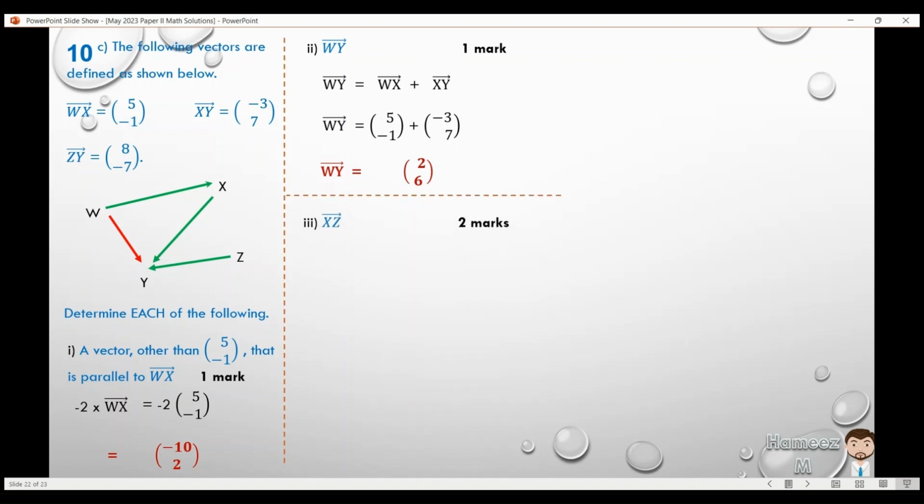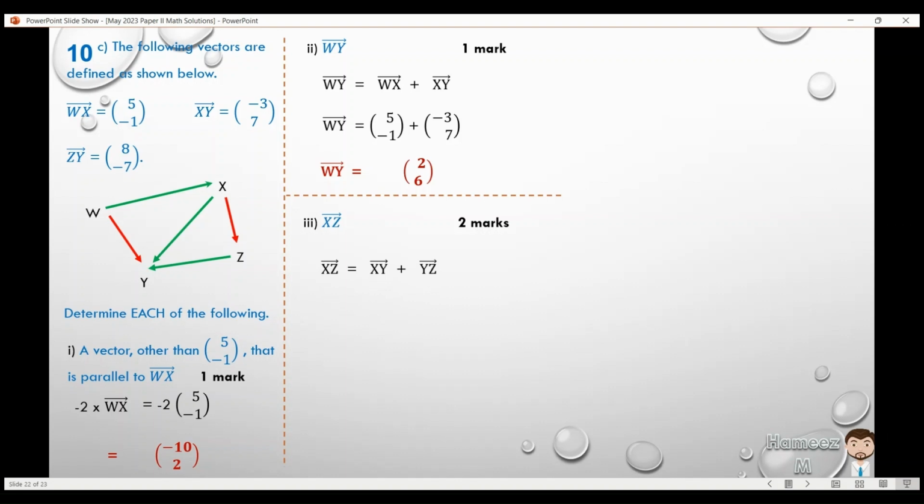Let's now go on to XZ. If we're looking at X to Z, let's bring our arrow to show that. We can pass from different routes. We can go from X to W, W to Y, Y to Z, or we can go from X to Y, Y to Z. So let's use the shorter route. We start at X, we go to Y, then we go from Y to Z.